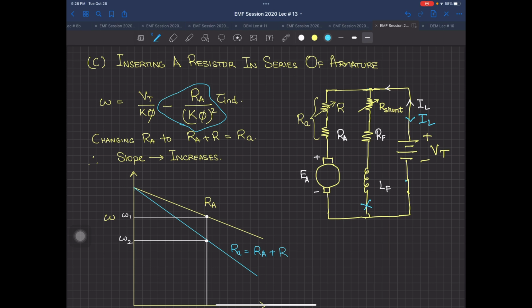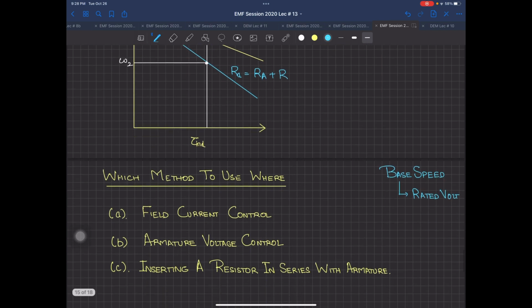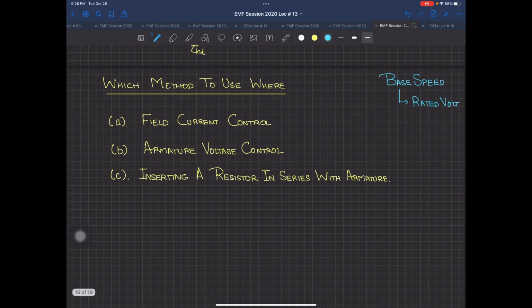Now, since we have done these three methods of speed control, which I have added over here, one is the field current control, the other one is the armature voltage control, and the C part is inserting a resistor in series with the armature. Now, very, very importantly, which method to use where. This is very important.